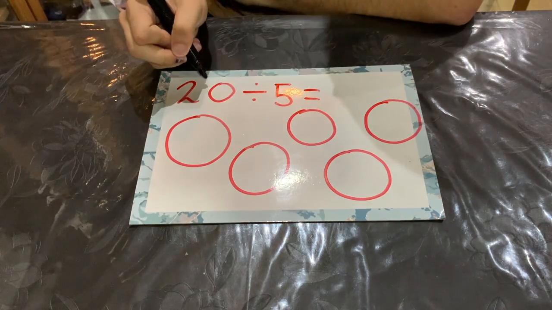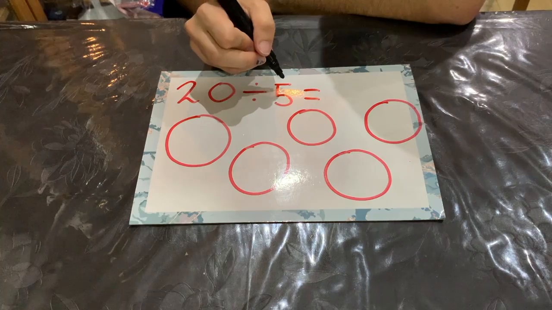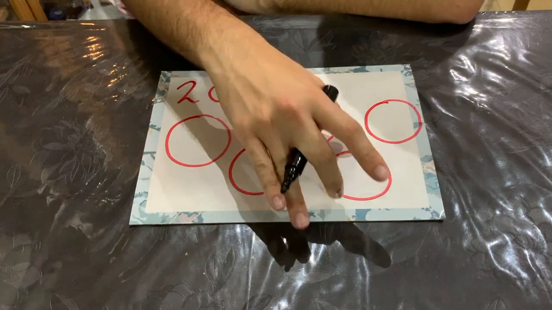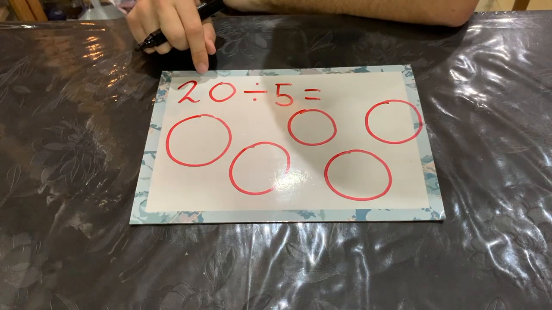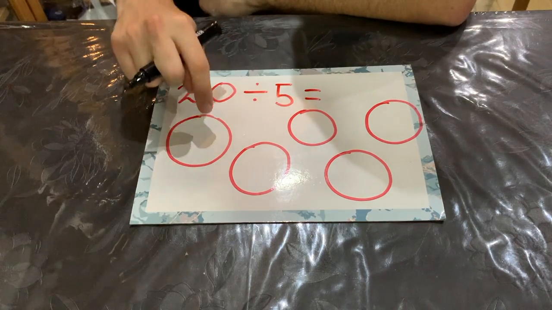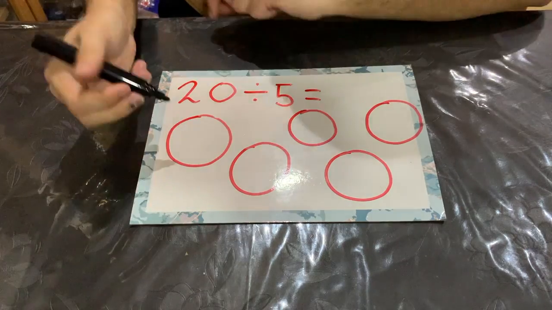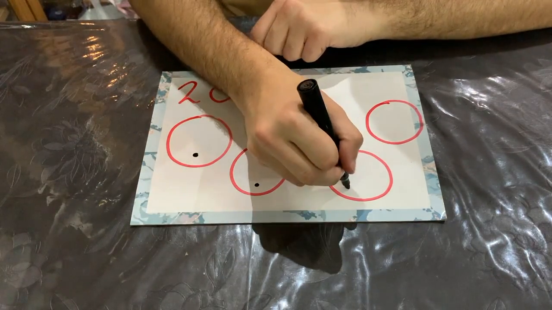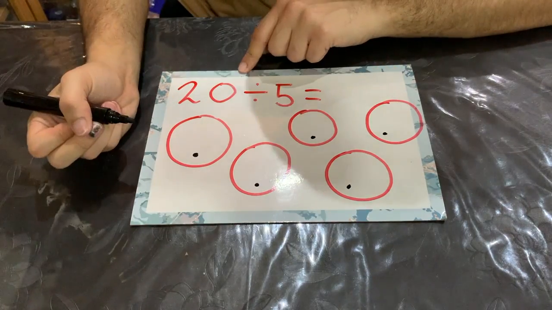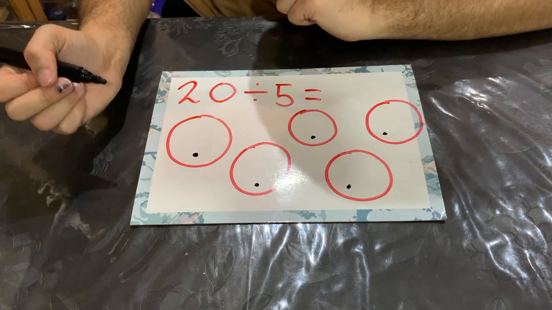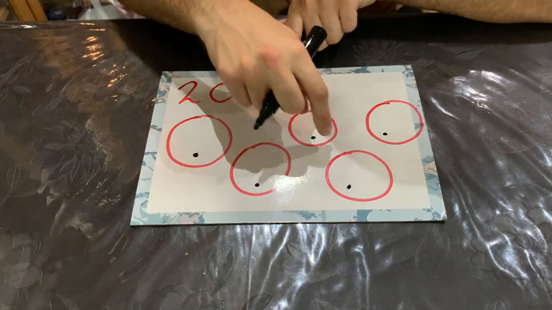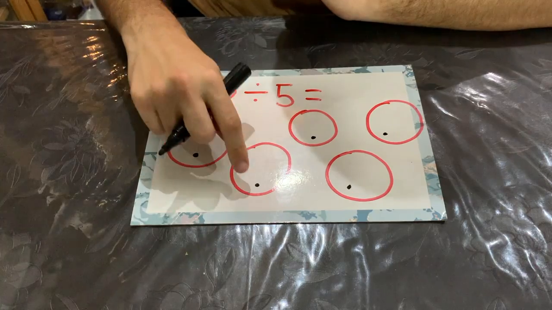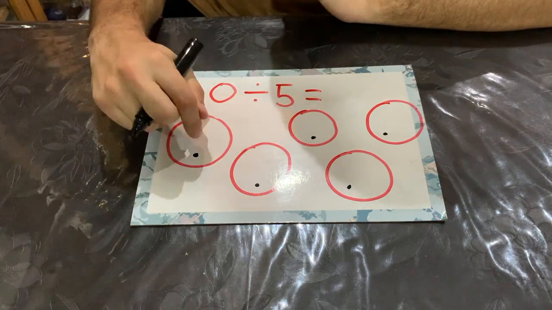So I need to share 20 into 5 equal groups. So I've got my 5 circles, 1, 2, 3, 4, 5. And I need to count until I get to 20, one by one. So let's do that. So I've got 1, 2, 3, 4, 5. Now, while you're counting, you might be able to spot a pattern. So I'm counting in 5s because I'm sharing it into 5 groups. So I know that I've got 5 now, so I think my next one will be 10.